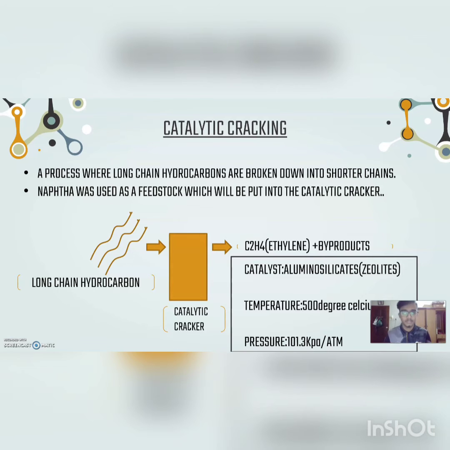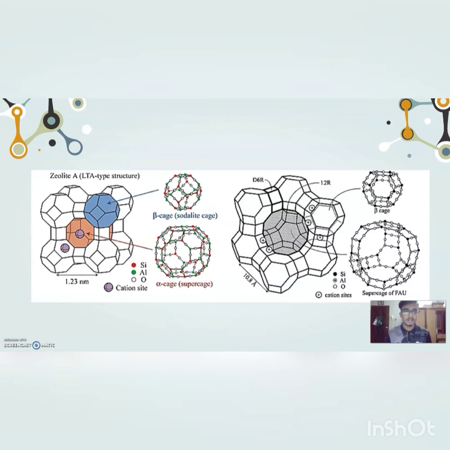Let me show you the structure of a zeolite. So this is how a zeolite looks like. The zeolites can be modified as we want the product to be. That's a specialty of the zeolite, and that's why it is widely used in petrochemical industries.